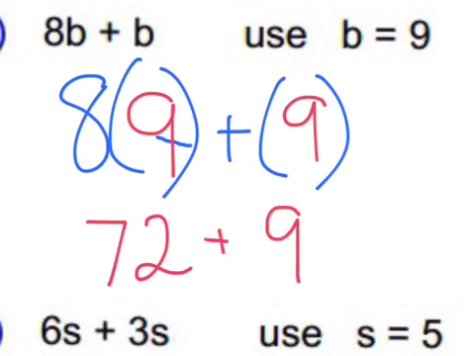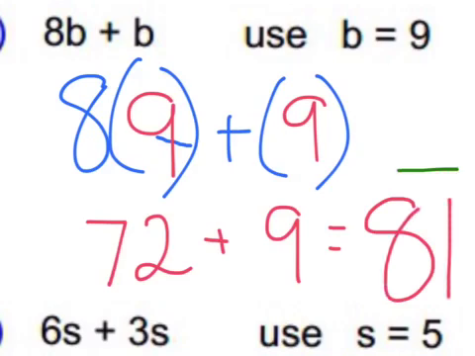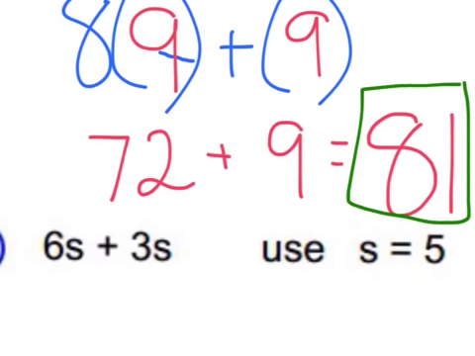And I know that 72 plus 10 is 82. And that's not what this is. It's 72 plus 9. And instead of 82, it's going to be 81. And that's our answer. Nice. All right. Looks good. Let's keep moving. Let's keep practicing.